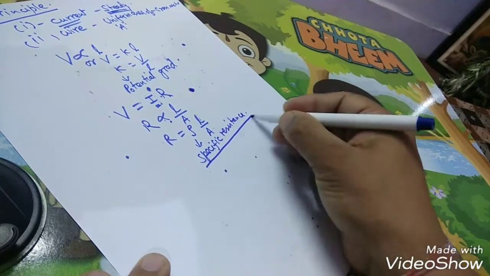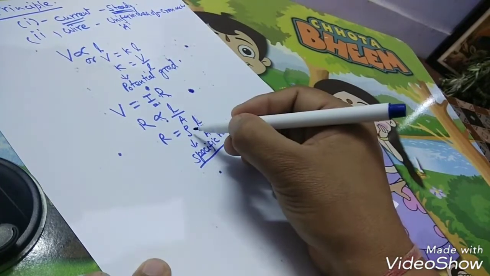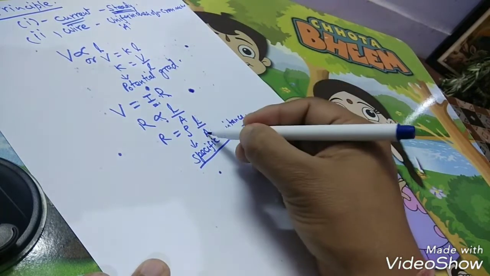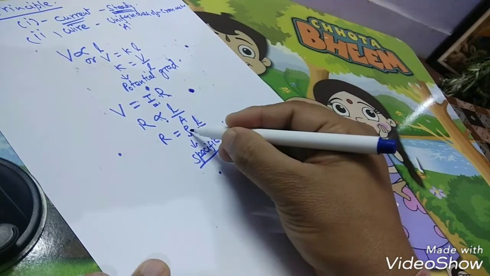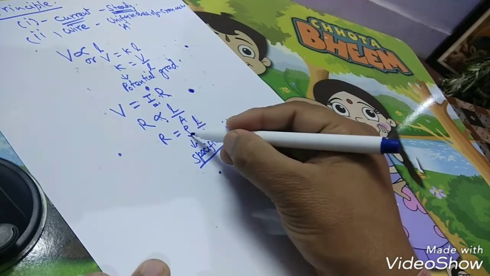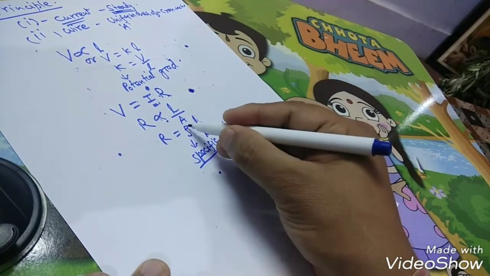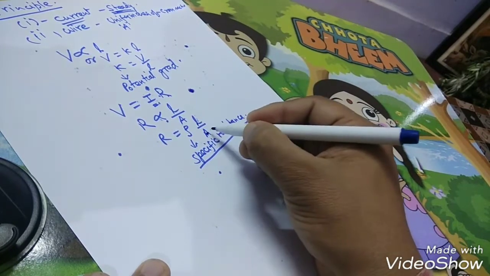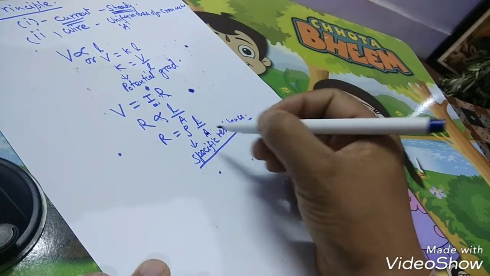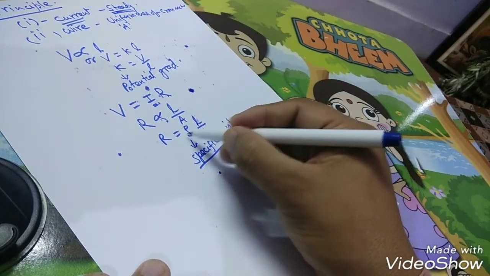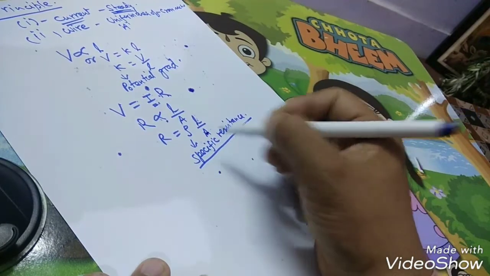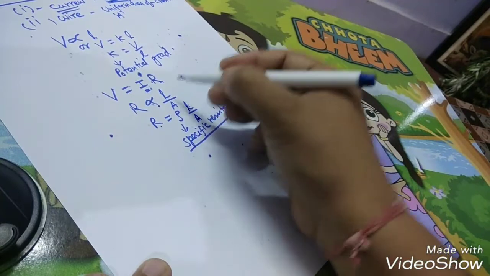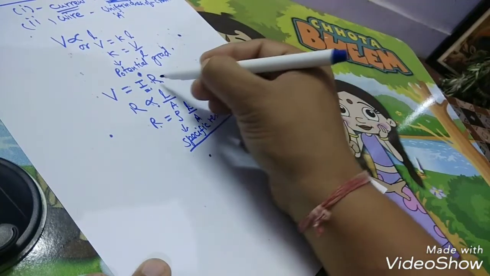What is this specific resistance? It means the resistance of a wire of unit length and unit area of cross section. It is constant. It varies only with temperature. That is, the resistance of unit length of the wire having unit area of cross section is called specific resistance. It is the property of the material. It does not depend on L or A. So R can be replaced by rho L by A in this relation.